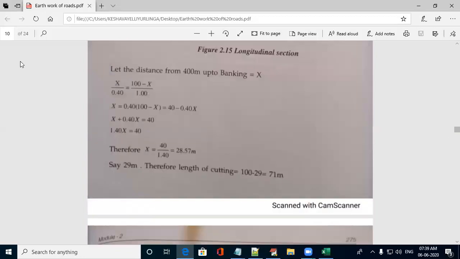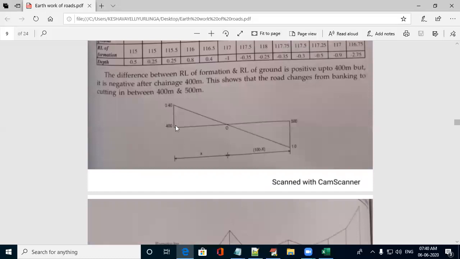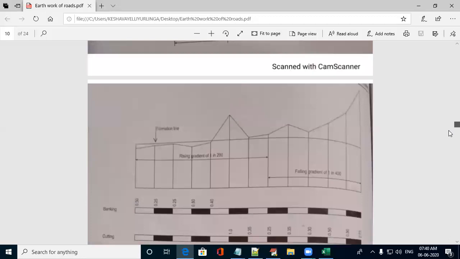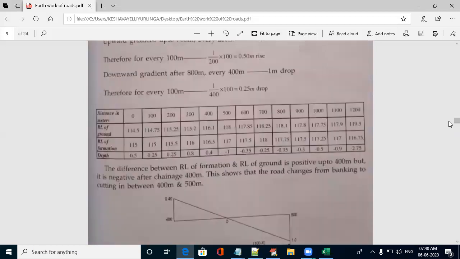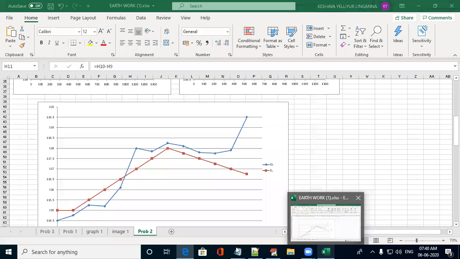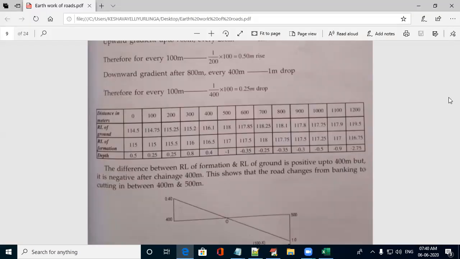See, using the proportionality concept, X by 0.4, 100 minus X by 1 meter. I'll repeat it: X by 0.4, 100 minus X by 1. Don't take any signs, negative or positive. Just take the distance.